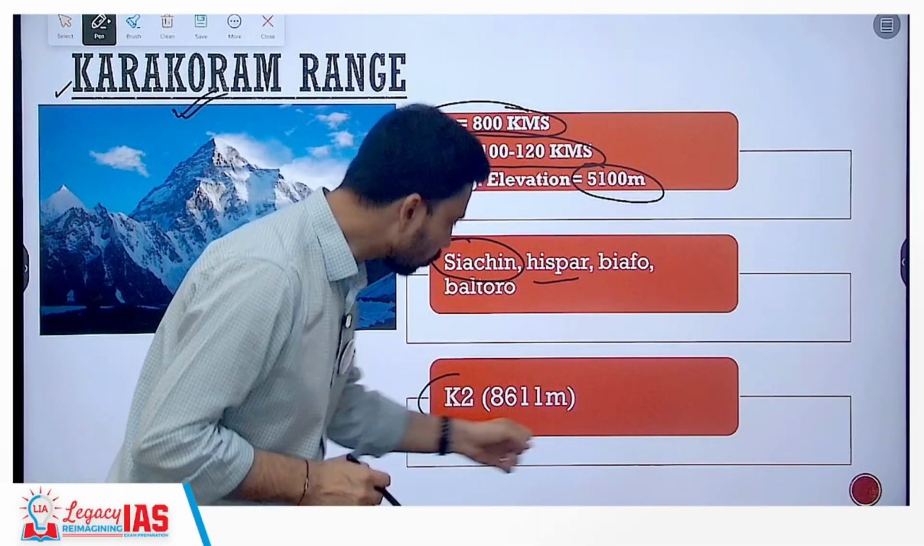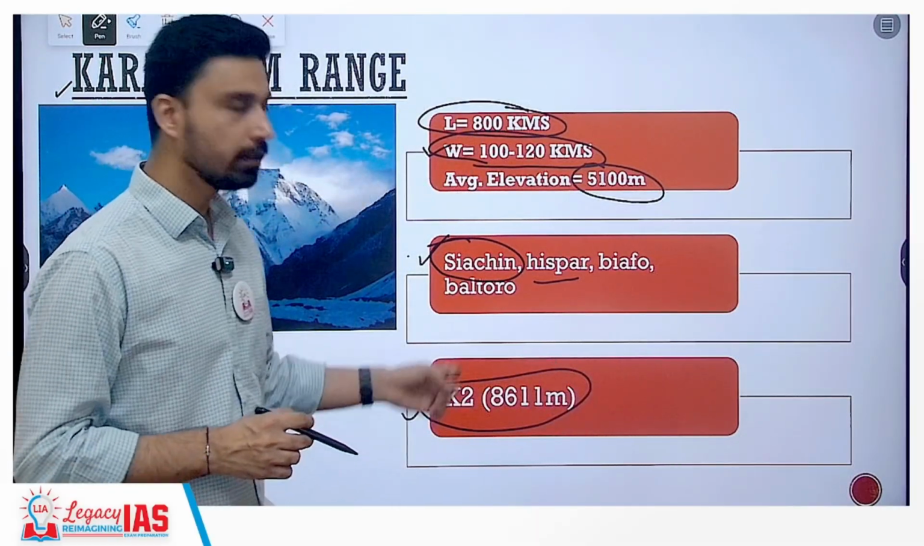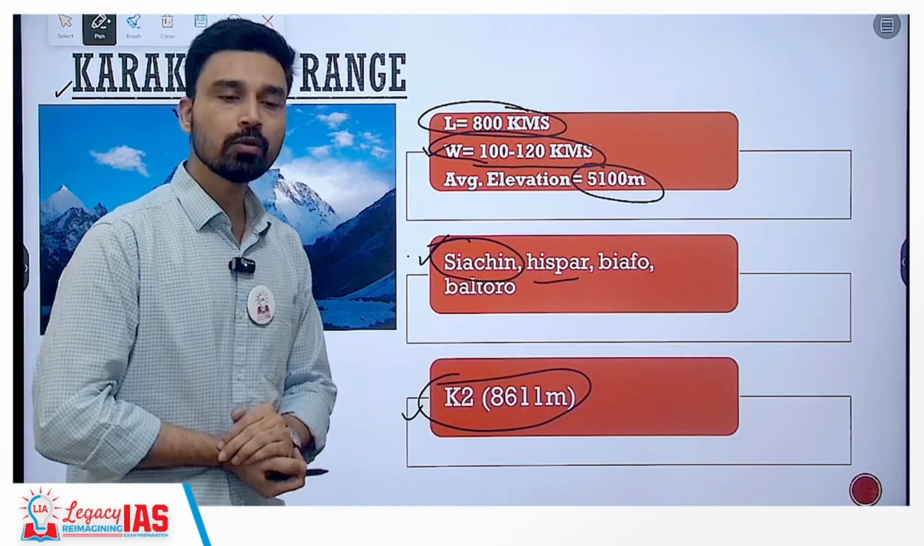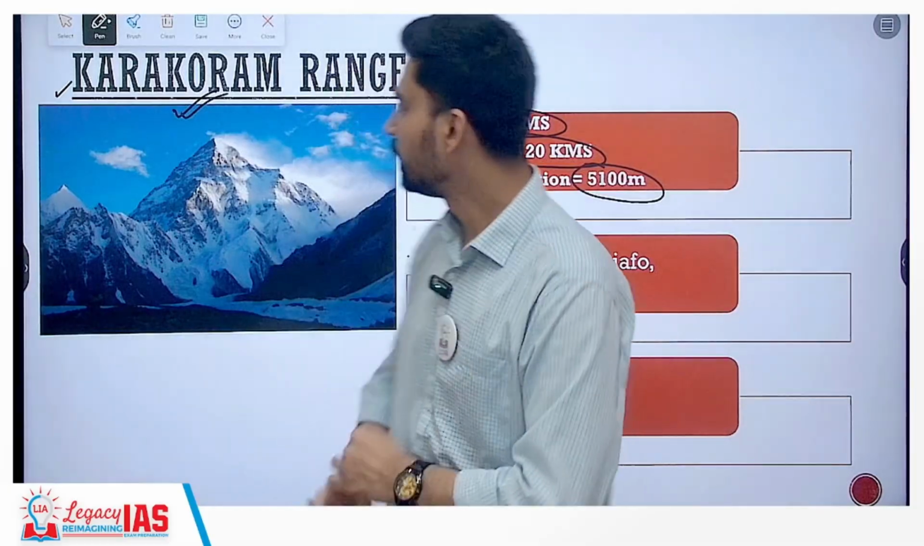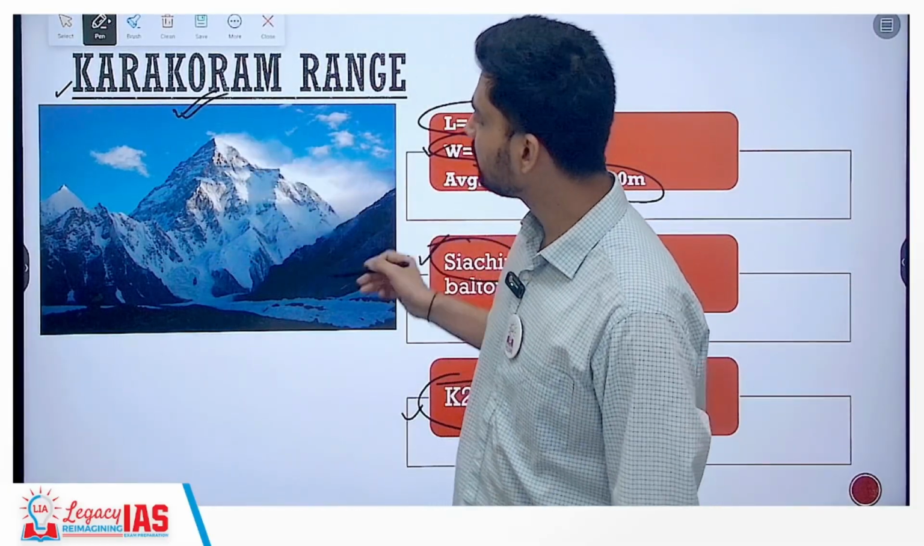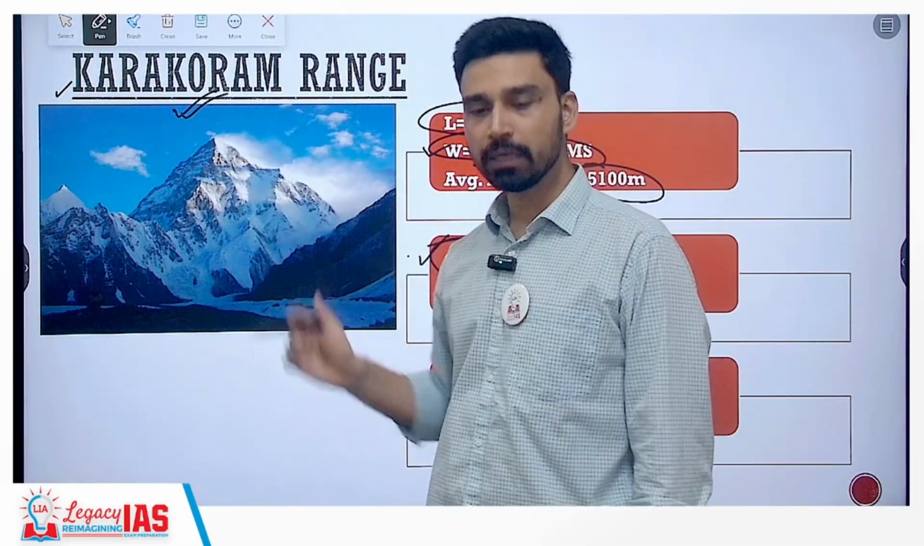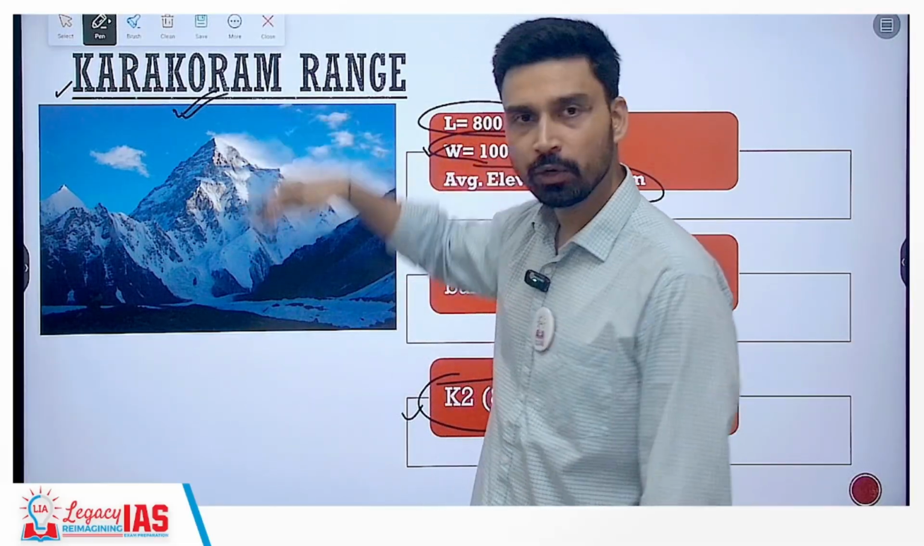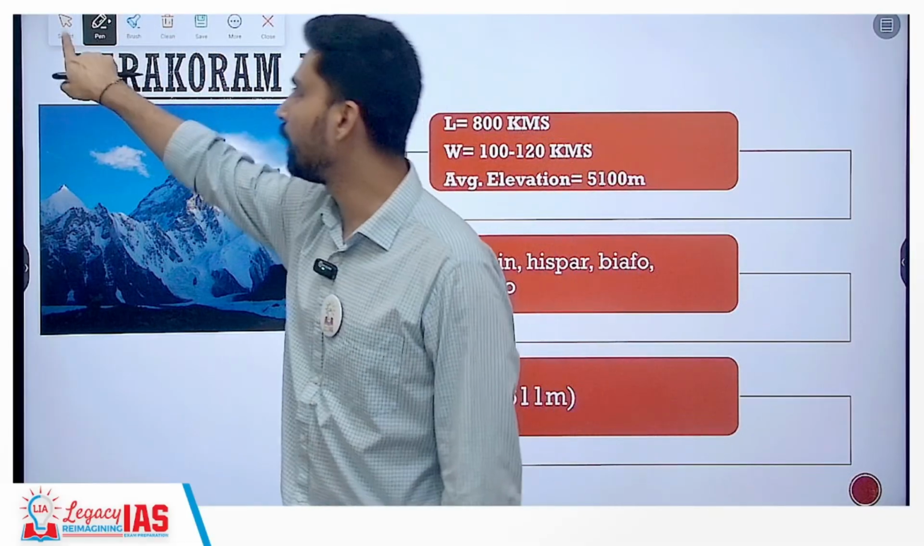In this range, the tallest peak you would find here is called K2. K2 is at an elevation of 8,611 meters. The photograph of Mount K2 you can clearly see. It is a pyramidal peak, similar to a horn-like shape because of the glacial erosion. So that is Mount K2.